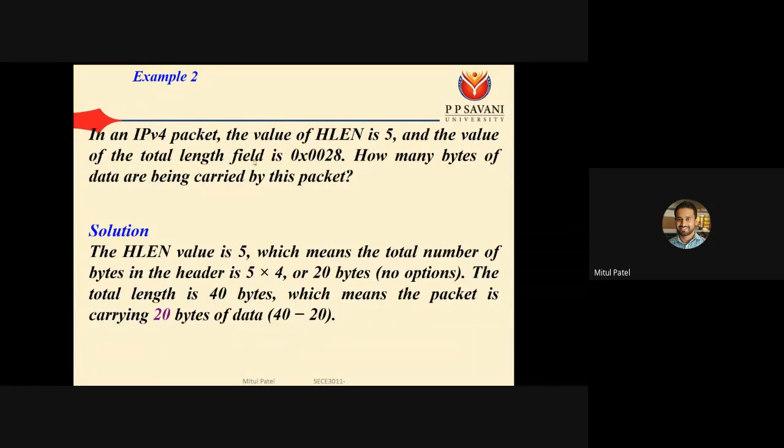If in an IPv4 packet the value of HLN is 5, what will the header length be? We multiply 5 by 4. 5 into 4 is 20. So the header length is 20 bytes. If the value of HLN is given, we multiply HLN by 4, and that will give you the header length. So the header length will be 20 bytes.